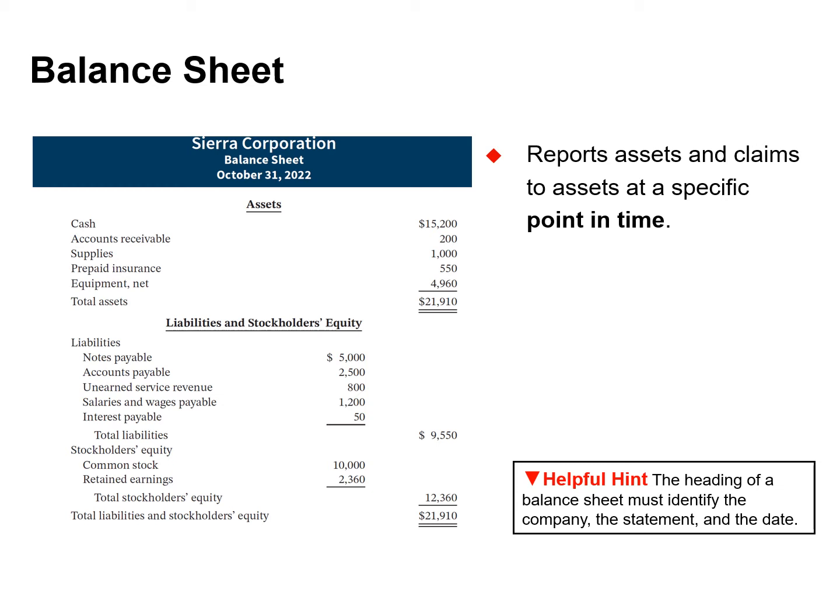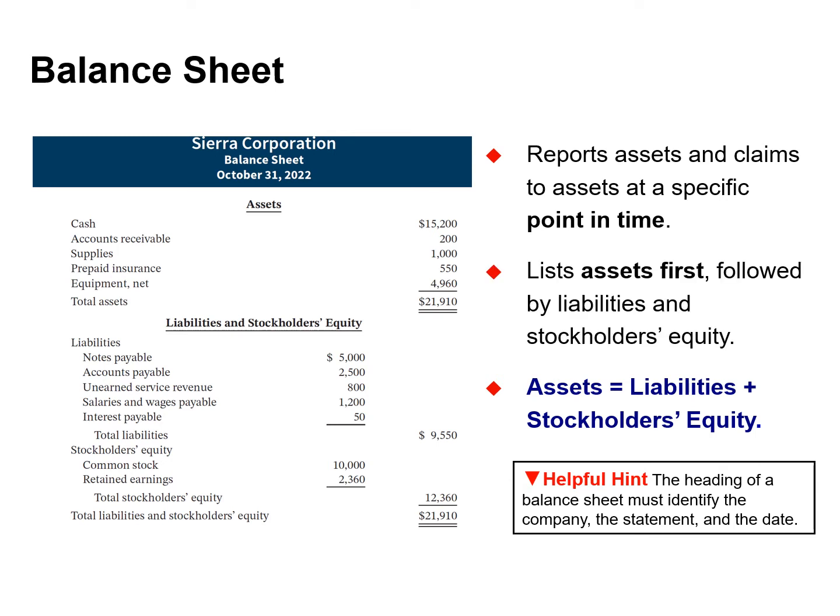This relationship is where the name of this financial statement, balance sheet, comes from. Assets must equal liabilities and stockholders' equity. The balance sheet lists assets first, followed by liabilities, and then stockholders' equity. Stockholders' equity is comprised of two parts: common stock, which is also referred to as contributed capital, and retained earnings. Common stock results when the company sells new shares of stock, and retained earnings is the net income that has been retained in the corporation.